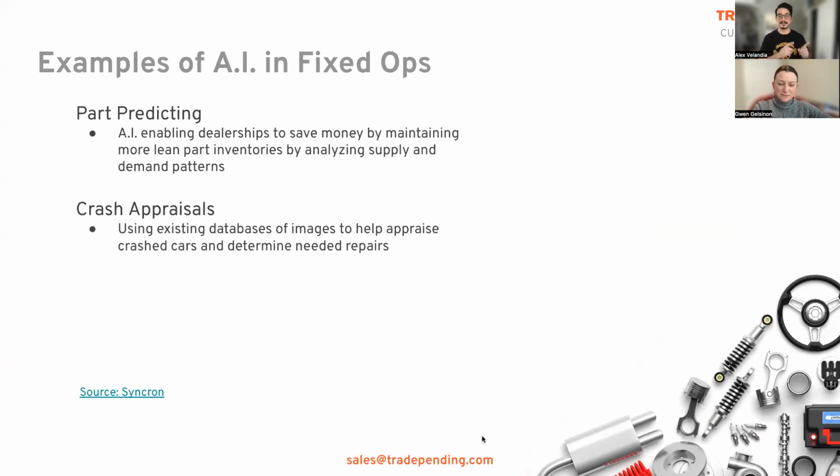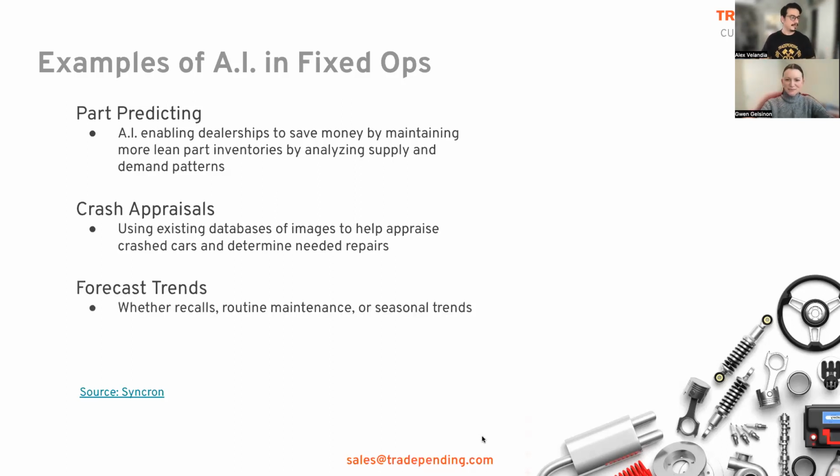Crash appraisal. Now, this is really cool. So there are databases with hundreds of thousands of images of vehicles that have been wrecked. If you happen to have the same vehicle that it already has a bunch of pictures of, and it knows this is the type of crash it had and what parts needed to be replaced, then it can ballpark for you what's going to be needed to repair this car that had a similar crash. I thought that was super cool.